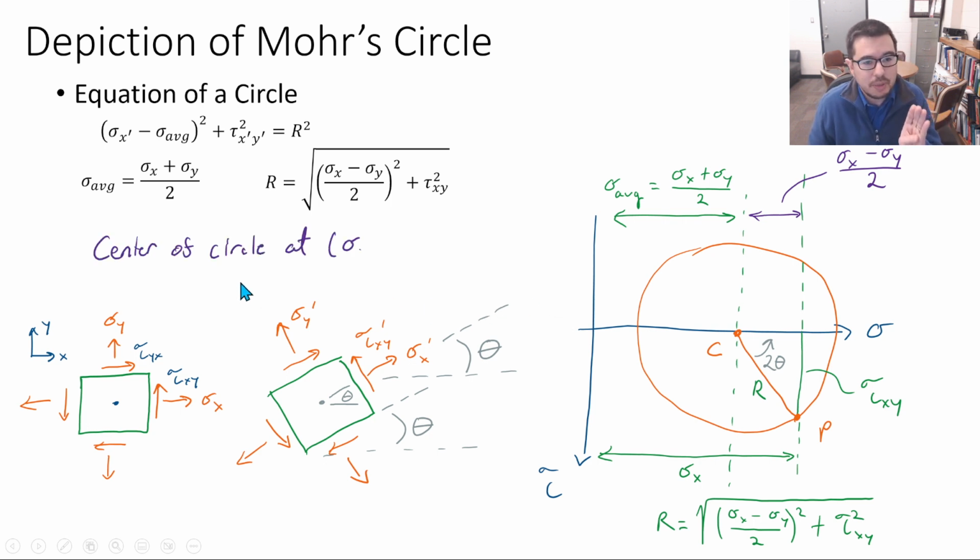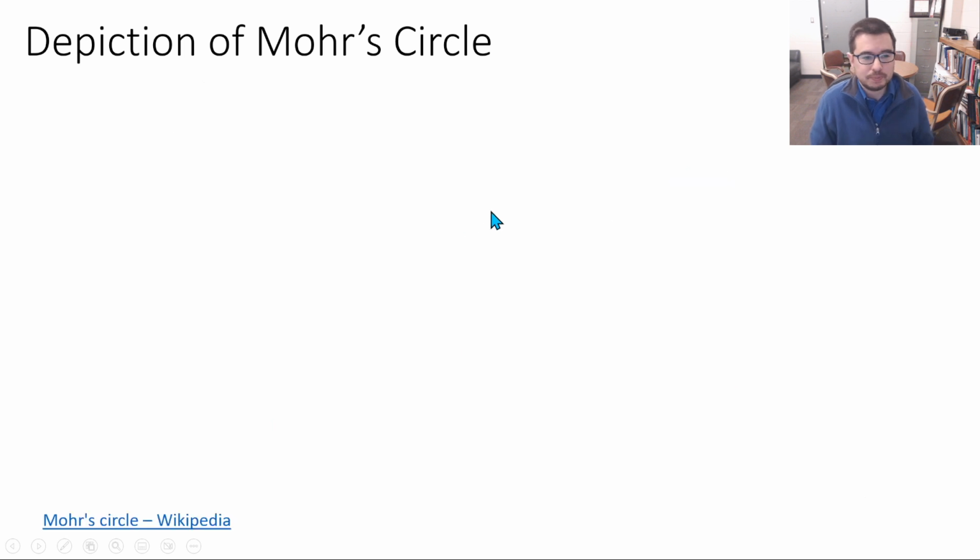But for now, the two things to pay attention to are that we can draw a circle. It has a center given by sigma average comma 0, and it has a radius given by the square root of the difference between sigma x and sigma y divided by 2, squared, plus this tau squared term.